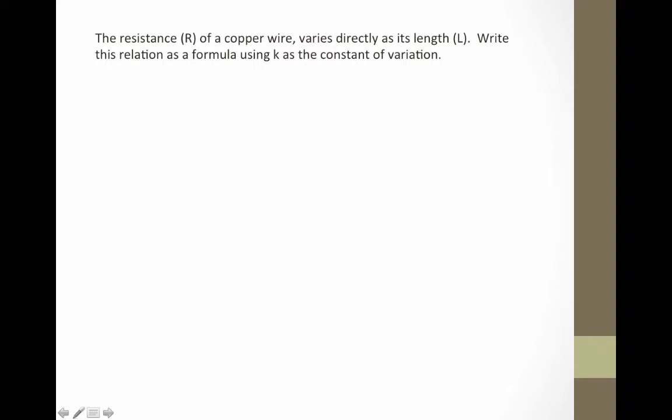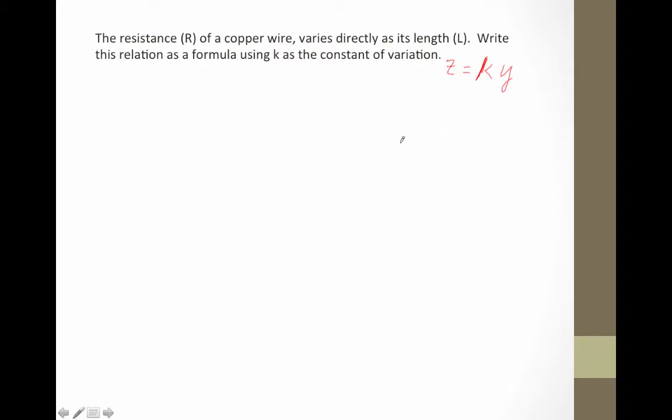Direct variation, recall, is where you have something like z equals ky. The z and the y would be the variables. K is the constant of variation. So that's the thing typically that we're trying to solve for.